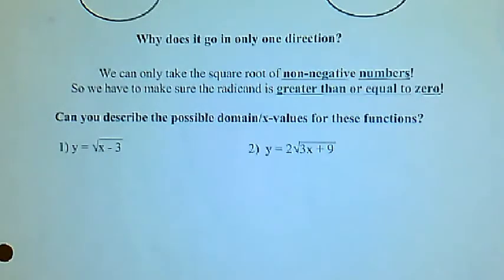So now just a couple facts. So we want to answer the question, why does it go only one direction? Well, we can only take the square root of non-negative numbers. Okay, remember, a square root is the opposite of squaring something. Well, if you square a positive number, you're going to get a positive. If you square a negative number, it's going to be still a positive.